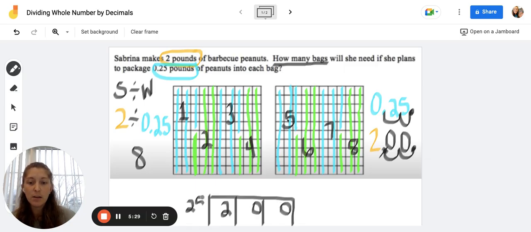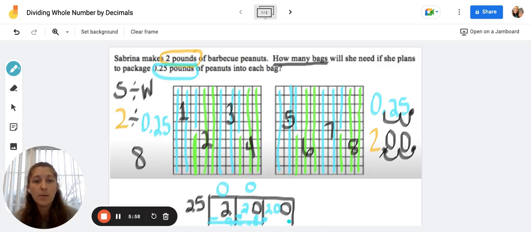When I take a look at this problem here, I recognize that I cannot put 25 into 2. I also recognize that 25 cannot go into 20 either. I know it's running off the bottom of my screen down there. So I have to figure out how many times 25 can go into 200. And I always have my kids count quarters or think about the value of quarters, because all I'm trying to do here is make $2.